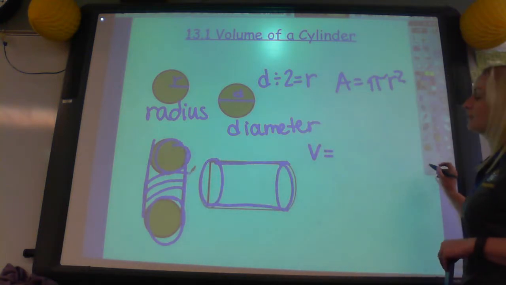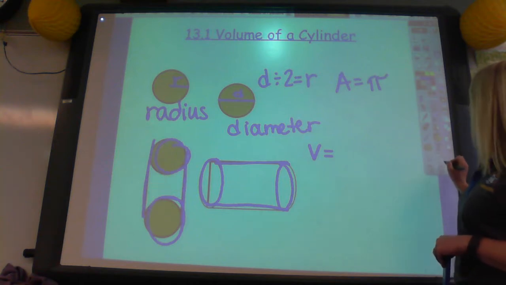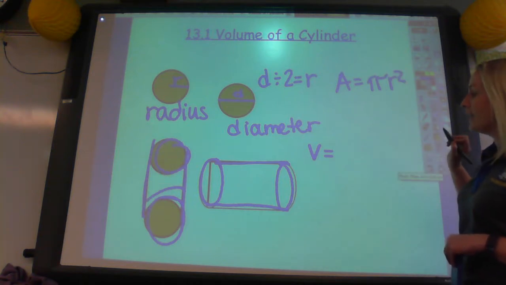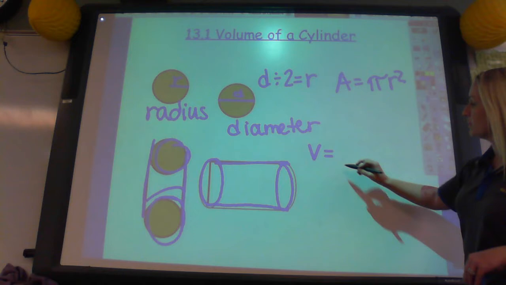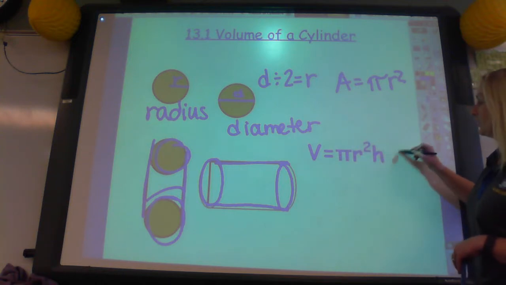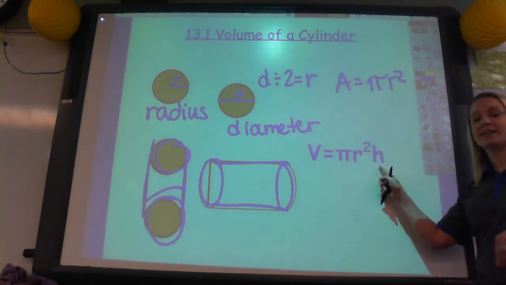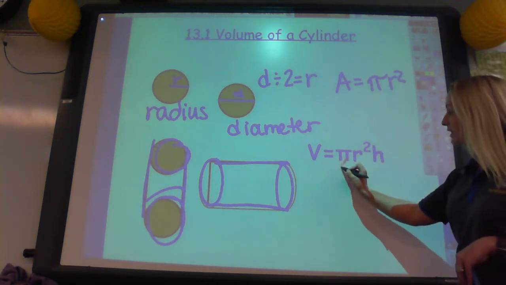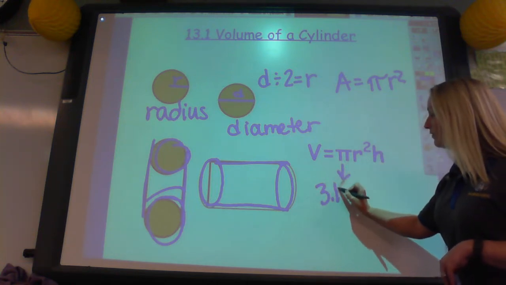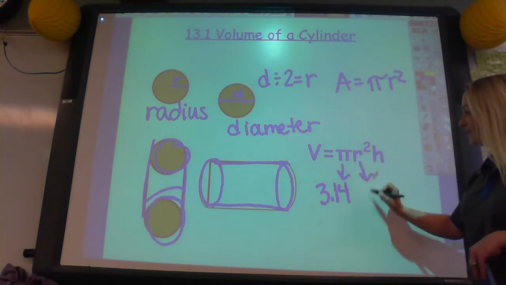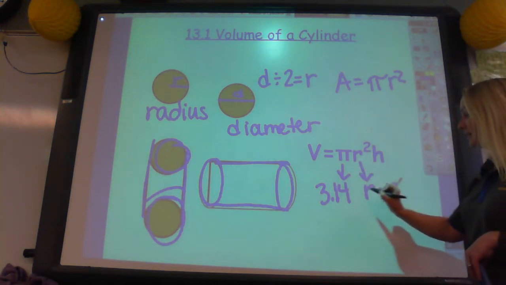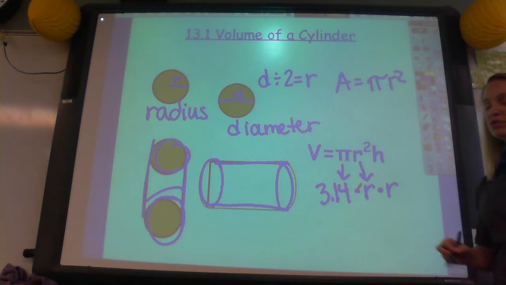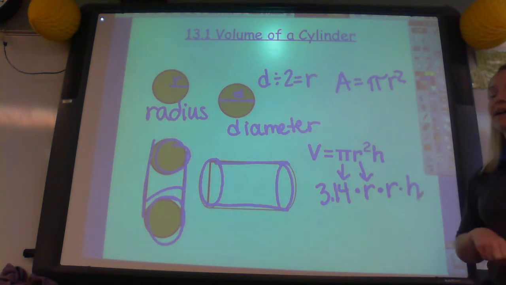I'm going to erase those. And then, so here's your formula for that. It's like the area of a circle, but it also includes height. So pi times radius squared times height. Pi, you can substitute 3.14. Radius squared is radius times radius, not radius times 2, and then times the height.